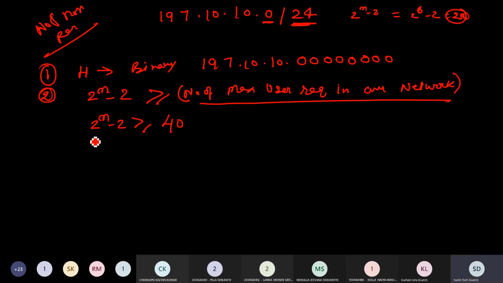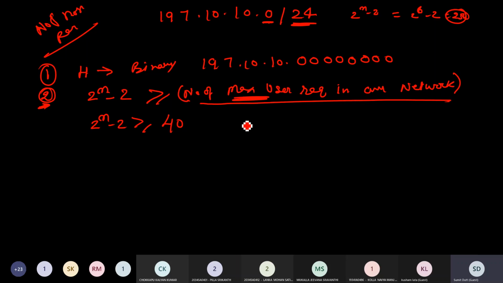Is this step clear or not? It is a very important step. So if someone is asking you to do the subnetting according to the number of hosts, you need to know the maximum number you have to assign in any network. So if it is 40, we will meet this criteria.